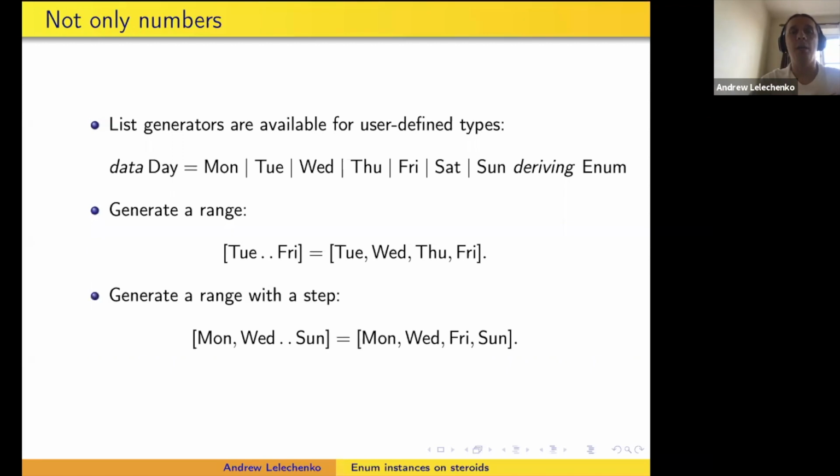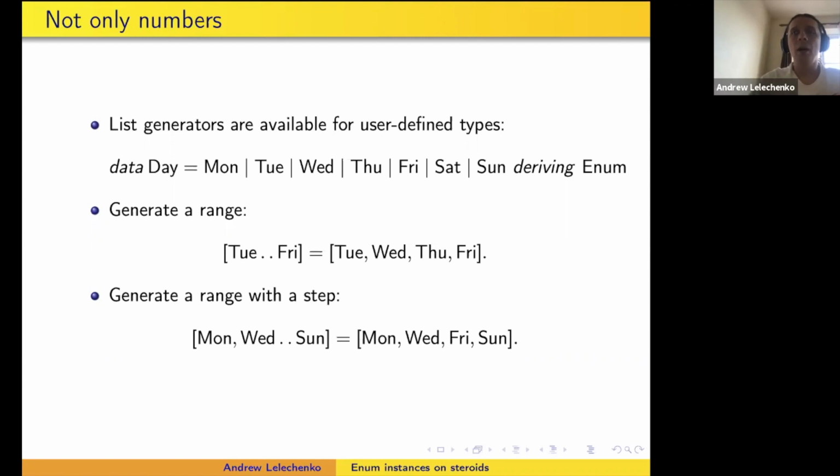We can even define a range with a step, which probably doesn't make particularly much sense in this scenario, but nevertheless we can. So we can say that we start with Monday and our next tabulation point is on Wednesday and we end on Sunday, and it will give us Monday, Wednesday, Friday, Sunday, which is nice. And it's cool that list generator syntax is not hard coded in GHC. We can use it for our own user-defined data types.